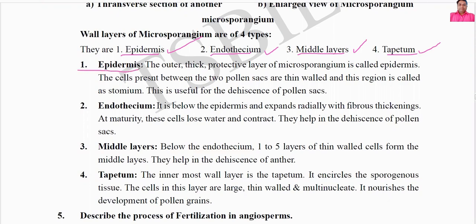Now the first, epidermis. It is the outermost layer of the microsporangium. The outer thick protective layer of the microsporangium is called epidermis. The cells present between the two pollen sacs are thin-walled. This region is called the stomium. This is useful for the dehiscence of pollen sacs.